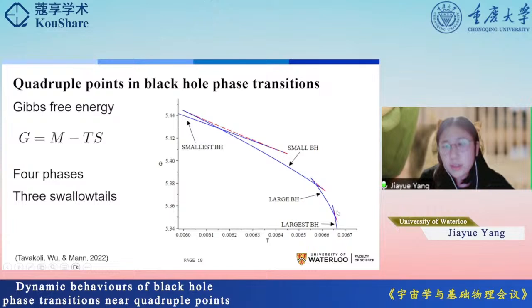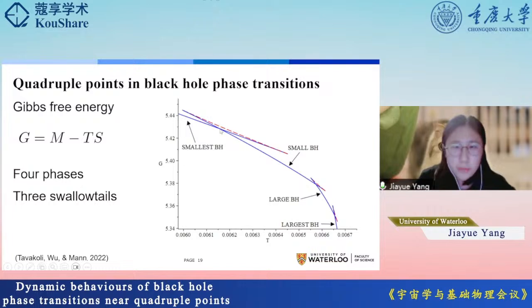And we can also see that if we lower the temperature from here, originally the preferred state is the largest black hole, because the largest black hole has the lowest Gibbs free energy. But when we decrease the temperature at this point, there is a first order phase transition from the largest black hole to the large black hole to the small black hole. And also at this point, we can observe the phase transition from the small black hole to the smallest black hole.